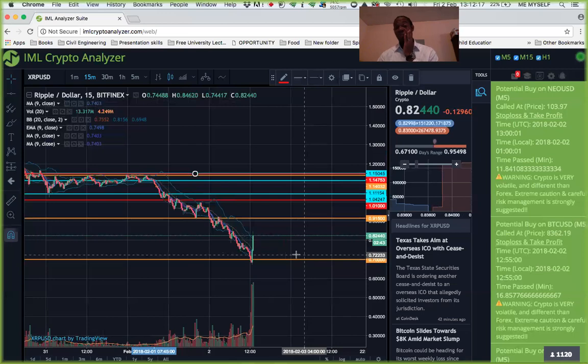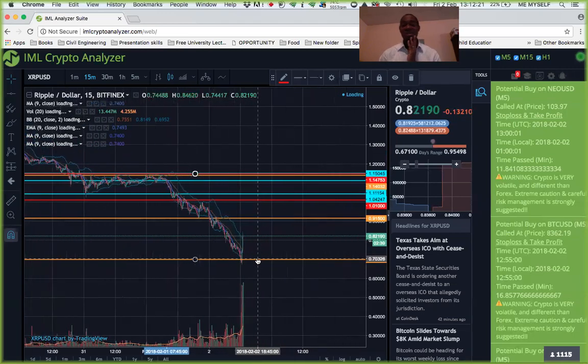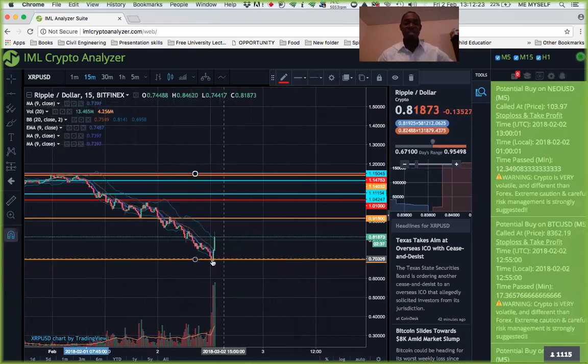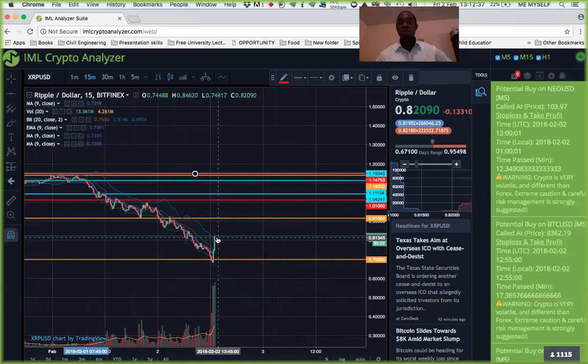Now, we've got to be careful here. In fact, I don't think we need to be careful. That is a strong push. That's a strong push up. So don't enter right now. Wait for a pullback. And also wait for the candle to close. We've got 2 minutes before the candle closes. See how the candle closes. Allow a pullback to happen.